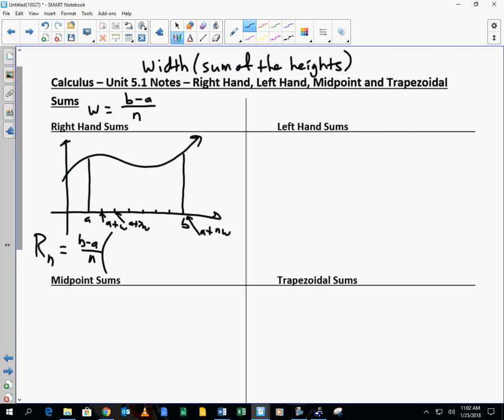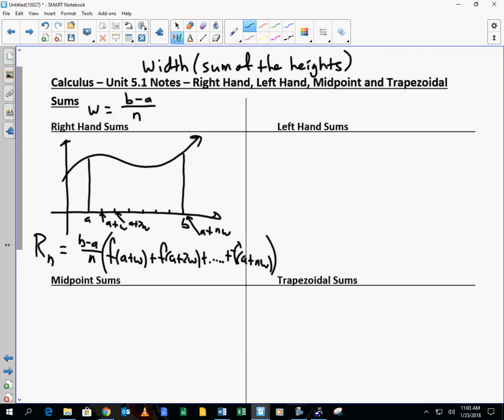So for this very first interval, where would you evaluate the height? If you're doing right hand, would you evaluate A or A plus W? You do F of A plus W. And then where would you evaluate the second height? F of A plus 2W. Very good, plus dot, dot, dot. And then what would be the last one? F of A plus nW. And that would give us all of the heights. We just take those numbers and plug them in to get the height. We all good?